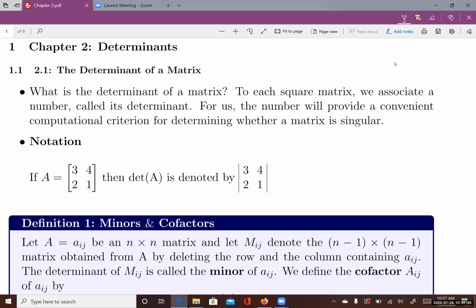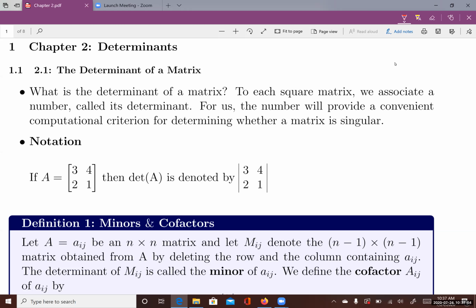In this lecture, we will talk about the determinant of a square matrix. We learn how to find this number, and later on, we'll learn that this number will provide us a very convenient computational criterion for determining whether a matrix is singular.